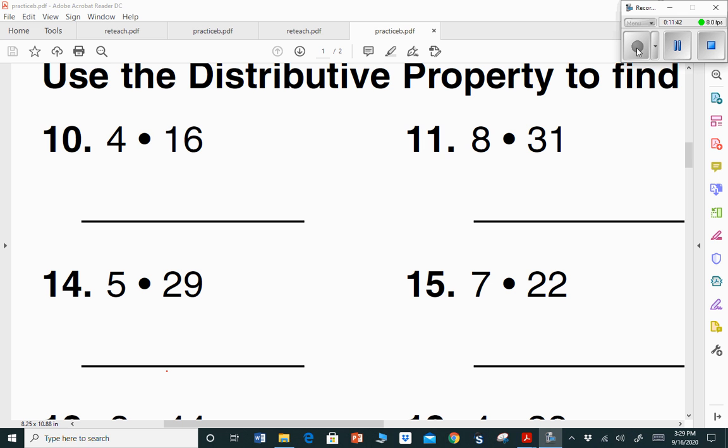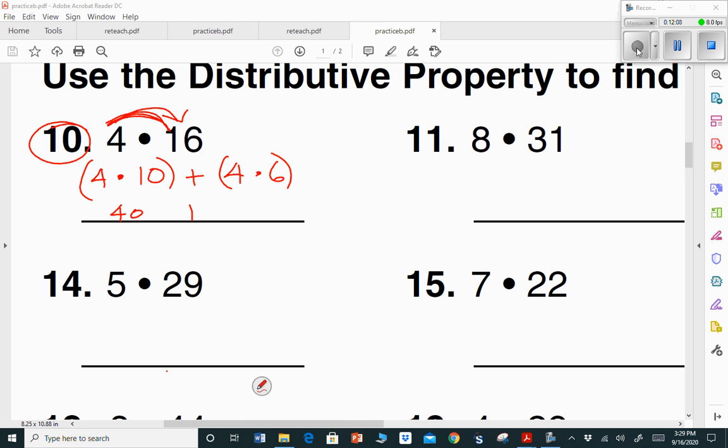All right, now here's how the distributive property is useful. When you have a 1-digit number times a 2-digit number, you can break that apart very easily. And here's what you do. 4 times 10 plus 4 times 6. Now, I do this in my head all the time. So I go 4 times 10 is 40, plus 4 times 6 is 24, and 40 plus 24 is 64.